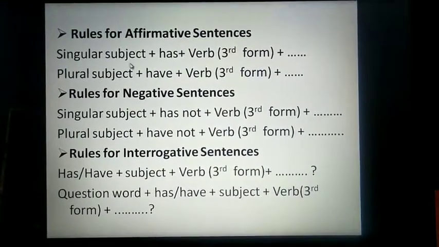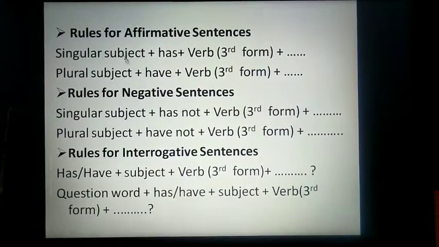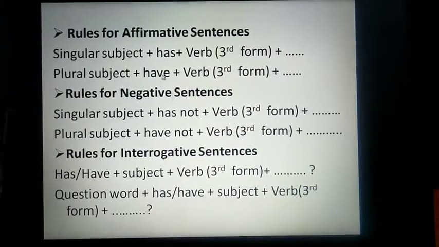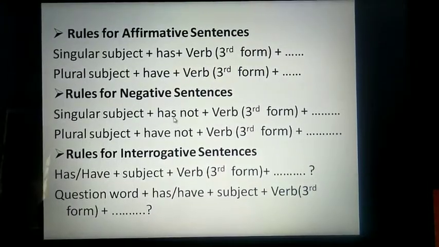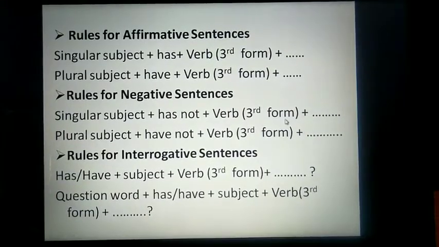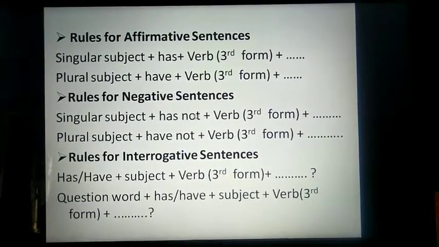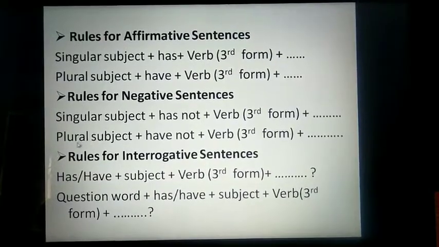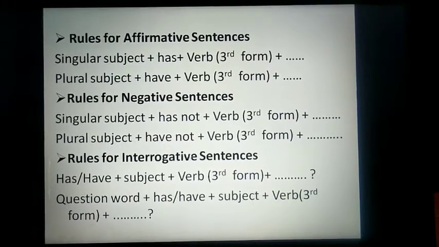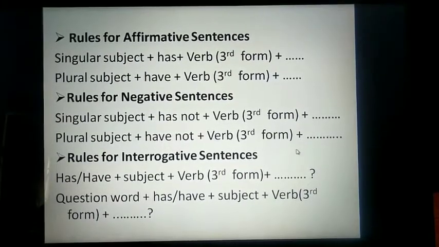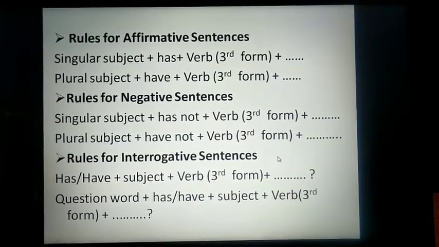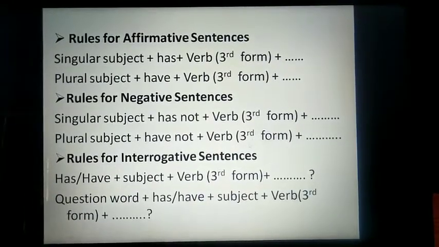If we are using the pronoun I, then the helping verb will be have. Then the rules for negative sentences: singular subject plus has not plus third form of verb plus object. Here, along with has, we have added not. Same goes with a plural subject. We will add not with have plus third form of verb followed by object. Example, I have not called him, or the train has not gone.